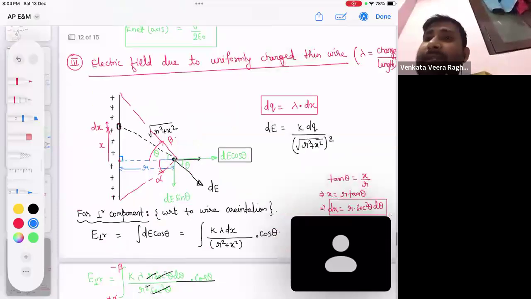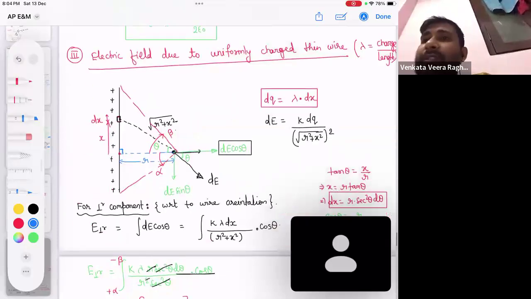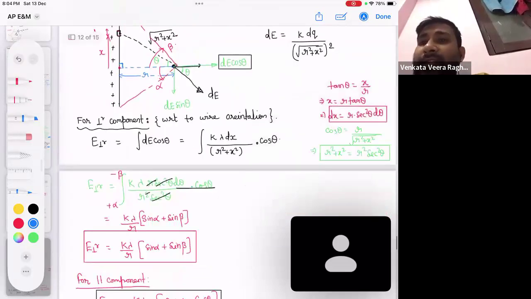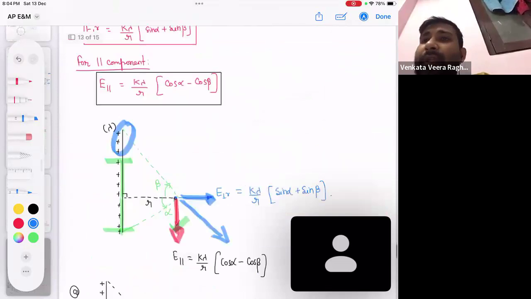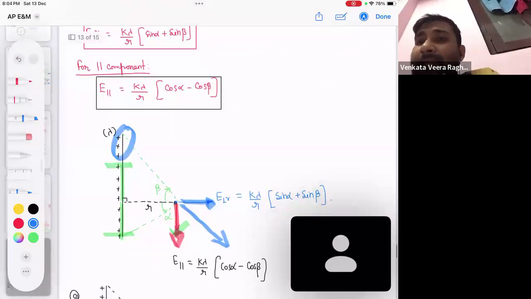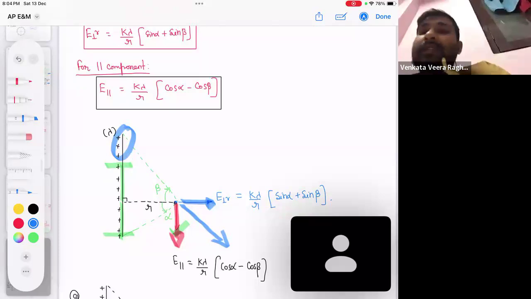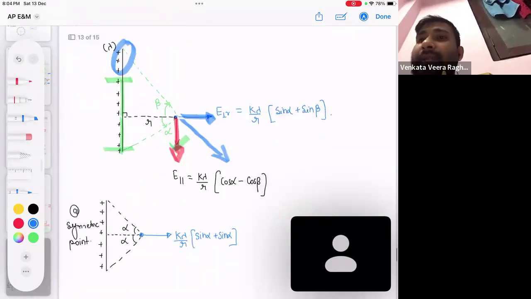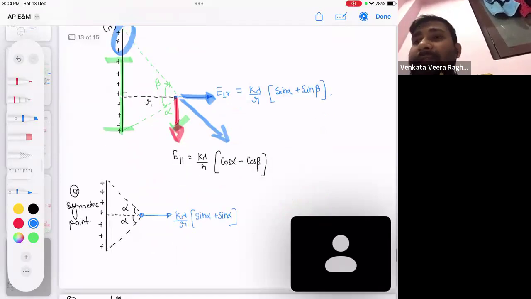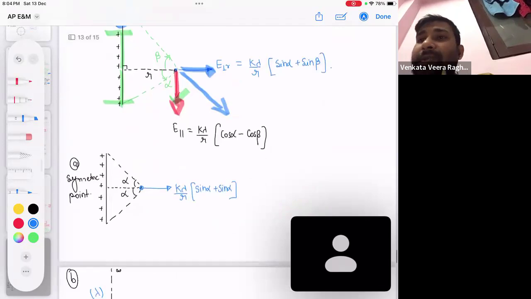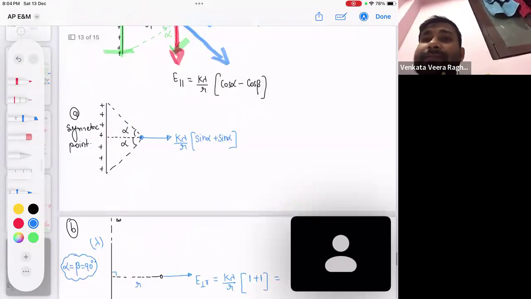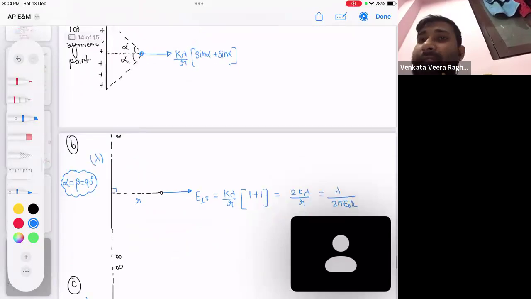Then we calculated the electric field due to a uniformly charged thin wire. Again, we used the integration method, and we got two components of field. One was perpendicular to the wire, and the other was parallel to the wire. Perpendicular to the wire, we got k lambda by r (sin alpha plus sin beta), and the parallel component we got k lambda by r (cos alpha minus cos beta). Then we saw two, three special cases.